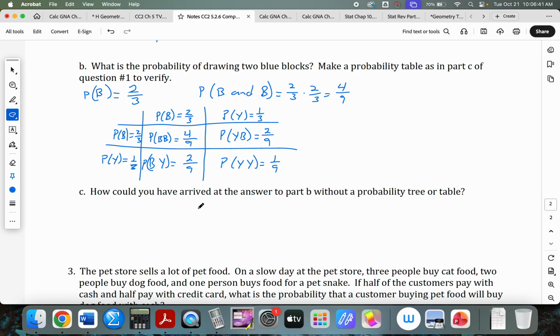So again, how could you arrive at your answer to part B without a tree or a table? That's right here. We just take the probability of drawing a blue the first time times the probability of drawing a blue the second time. And that gives you the probability of getting a blue and then a blue.